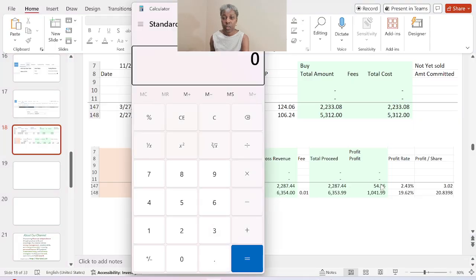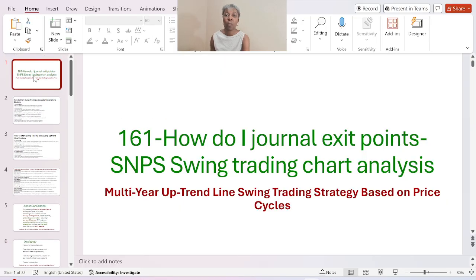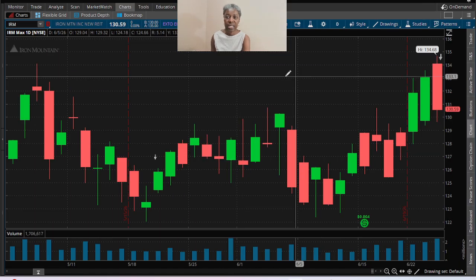We can use an example of 54.36 divided by 2,233.08 times 100, and that is that. So the profit divided by the total cost, that is the simple way I calculate it, and I just have an idea of what the profit rate is only on that transaction. So we can go back, and that is the way I do my record keeping of my exits, and using the arrow is the way I do my journals.